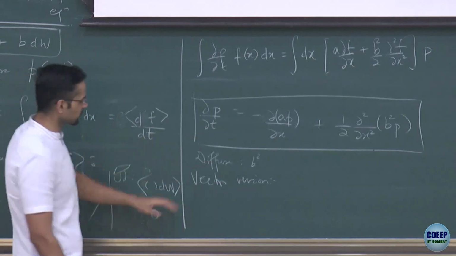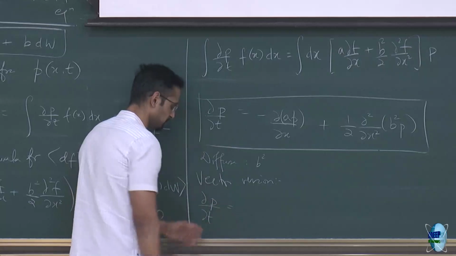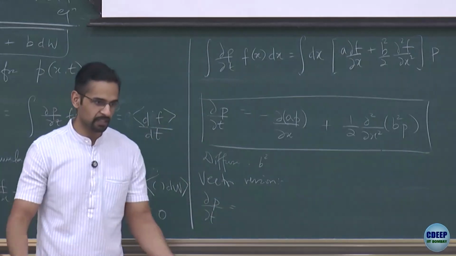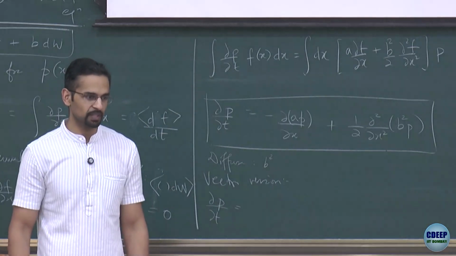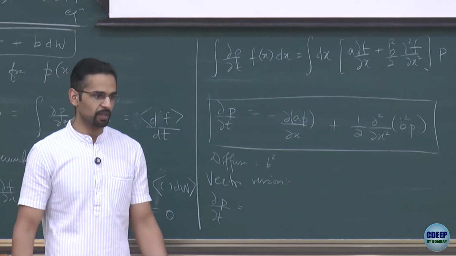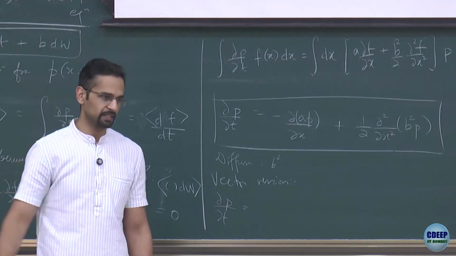But for now, if I look at this version, I'll have ddt of p. P remains a single function. It's just a probability defined on an n-dimensional space, so x is a vector. But there's only one probability distribution of having x1 equal to something, x2 equal to something, x3 equal to something.